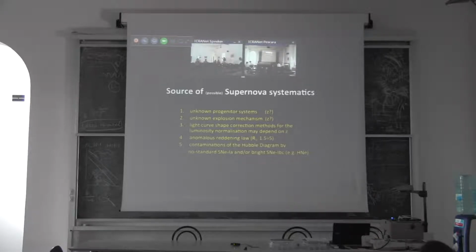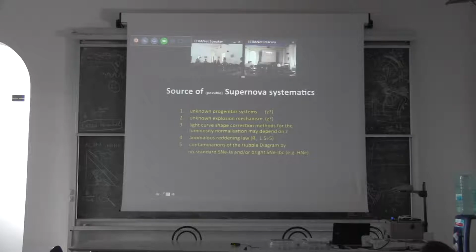Also, the light curve shape correction, the Phillips relation, which allows us to standardize Type Ia supernovae, has been calibrated on supernovae in the local universe. And now we extrapolate that the local Phillips relation works also at high redshift. Then there are minor effects like the anomalous reddening and contamination of the diagram by bright Type Ia supernovae, which do not follow the Phillips relation.